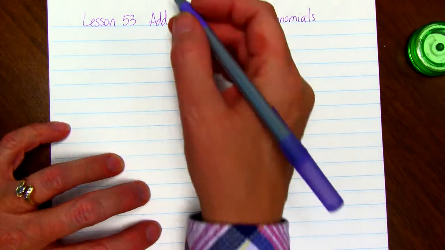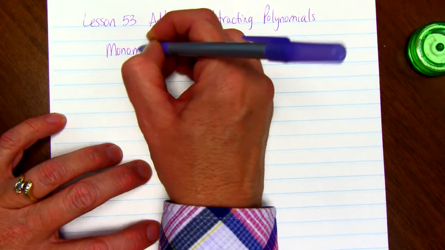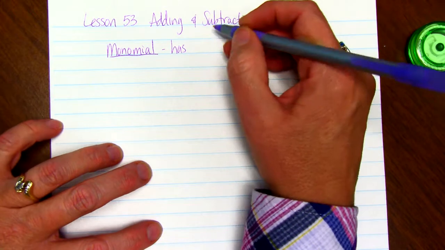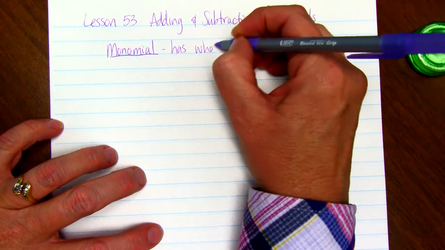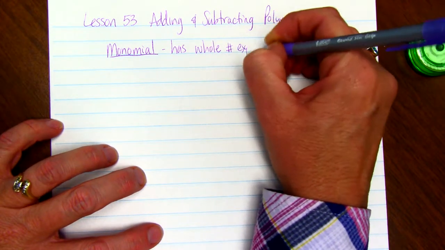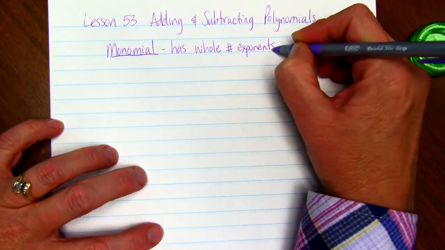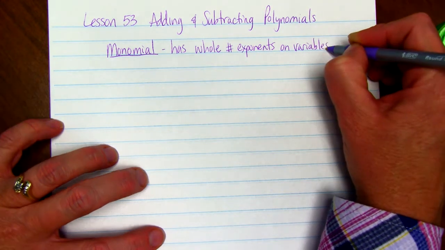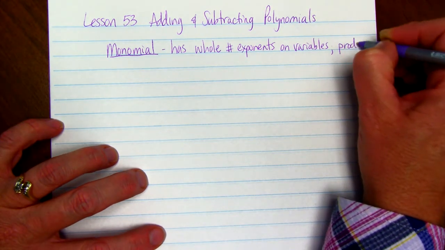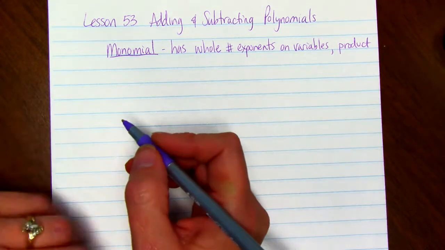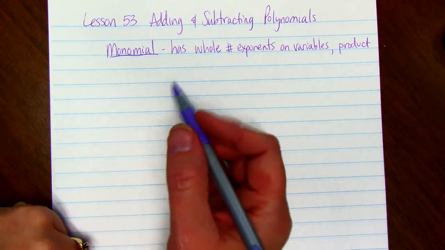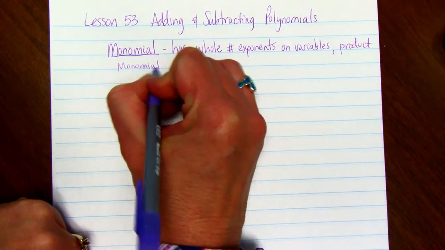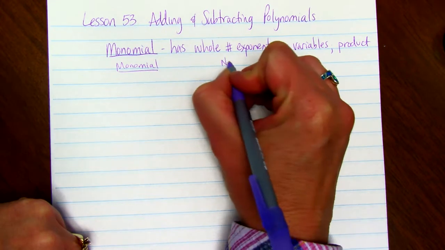So we're going to start with what a monomial is. This is a vocab word. A monomial has whole number exponents on the variables, and it is a product. We're going to do some examples of monomials, and some examples that are not monomials.